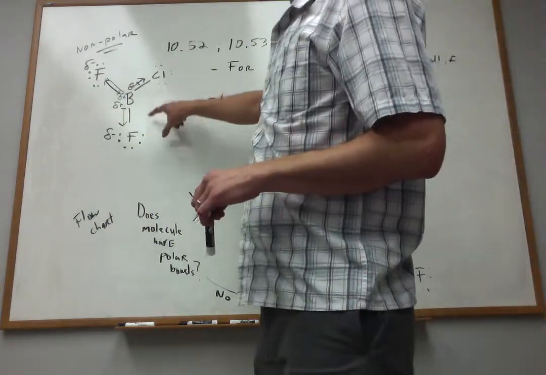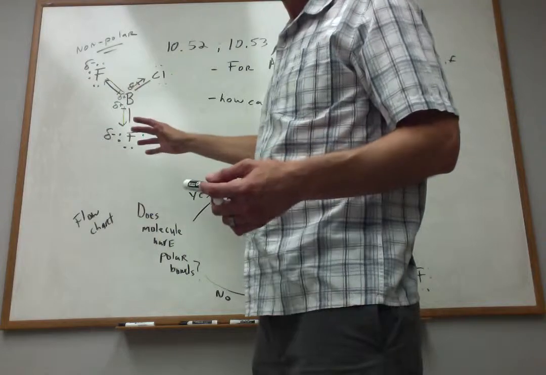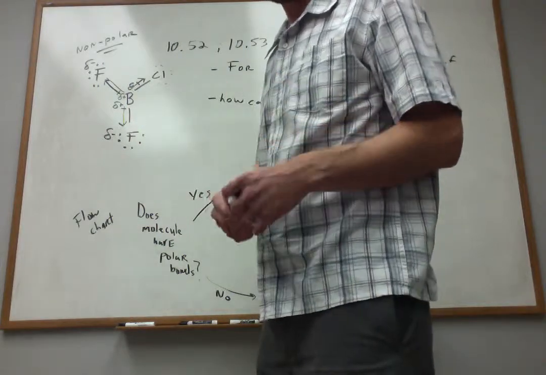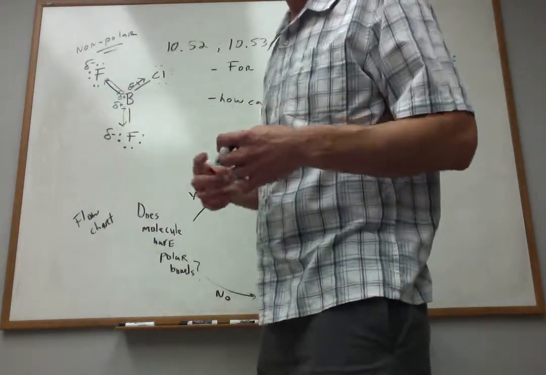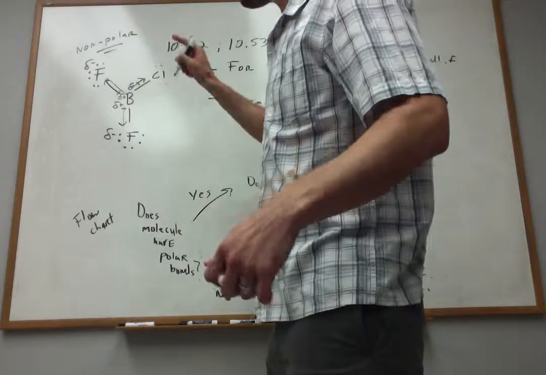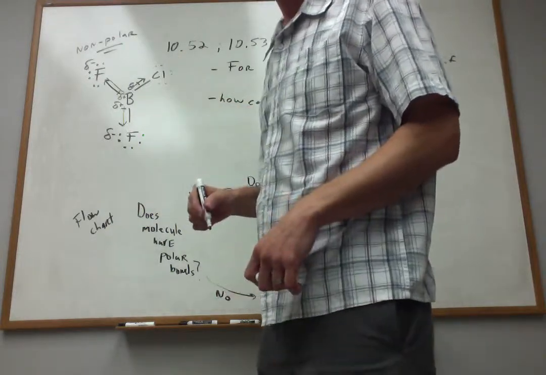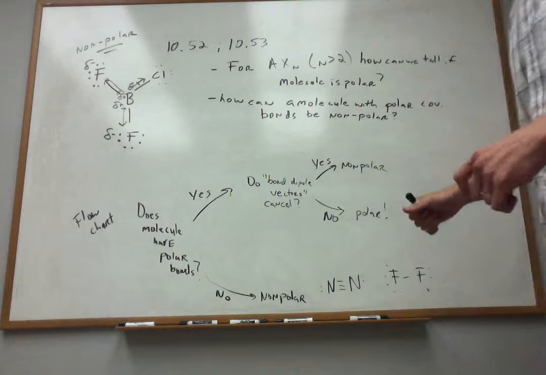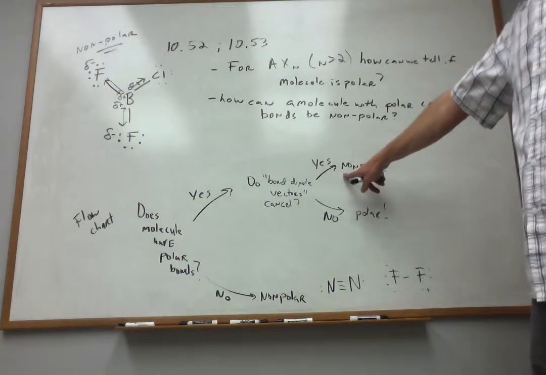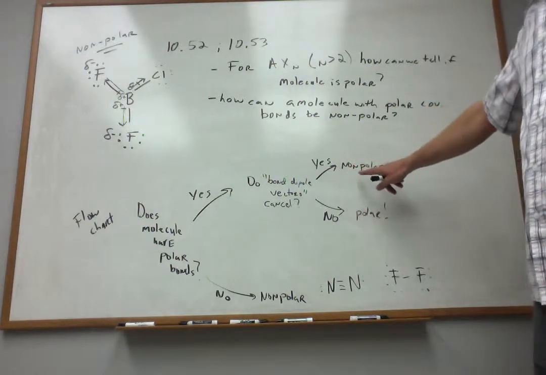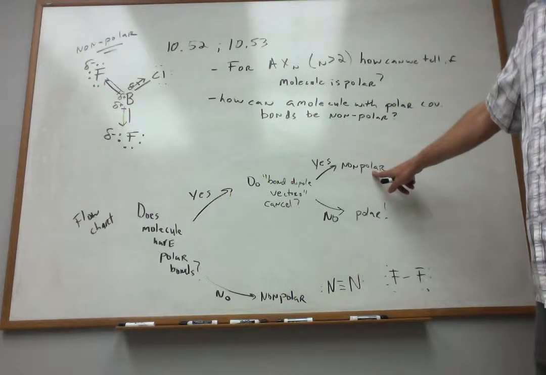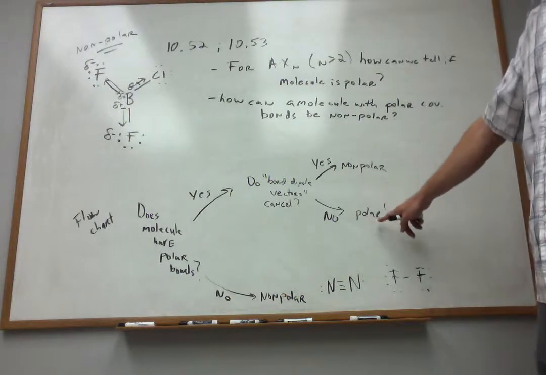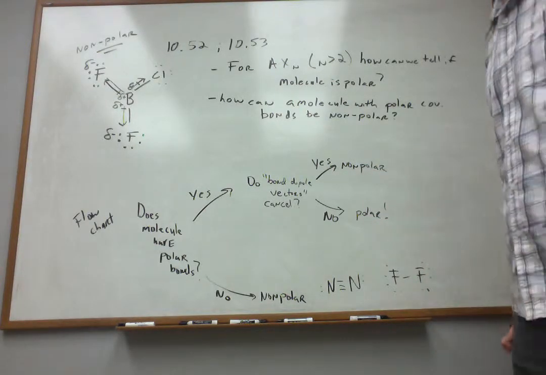So if I change any of the three and put something different there, I mess up the symmetry and I mess up this equal pulling, so to speak, okay? So that molecule would be polar, all right? So only if the bond dipole vectors cancel do I have a nonpolar molecule if I've got polar bonds. In all other cases, the molecule is going to have some polarity.